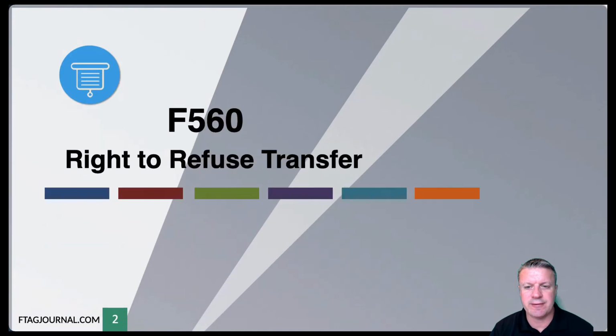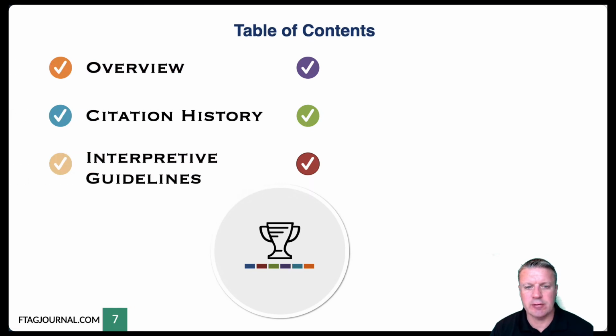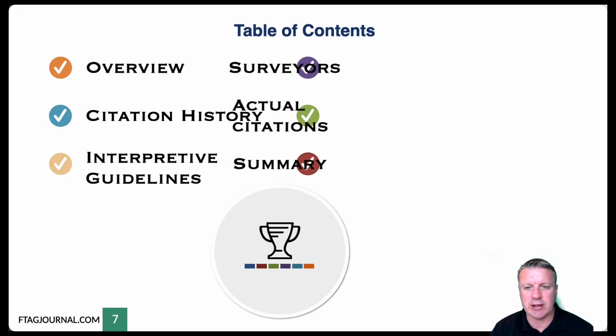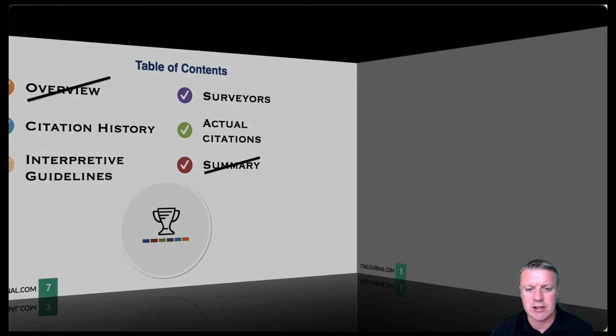This is F560, Right to Refuse Transfer. Table of contents: overview, citation history, interpretive guidelines, surveyors, actual citations, and usually we go over the summary. But on this one, because it is so short, we're going to skip the overview and the summary. So jump right into the citation history.